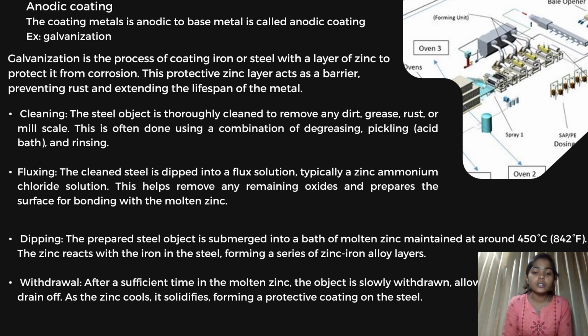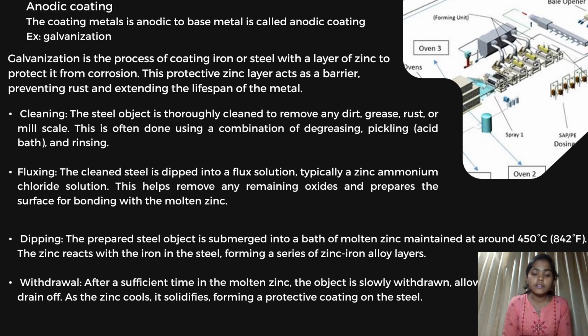This is often done using a combination of degreasing, pickling, and rinsing. Fluxing. The cleaned steel is dipped into a flux solution, typically a zinc ammonium chloride solution. This helps to remove any remaining oxide and prepare the surface for bonding with the molten zinc. Dipping. The prepared steel object is submerged into a bath of molten zinc maintained at around 450 degrees Celsius. The zinc reacts with the iron in the steel, forming a series of zinc iron alloy layers.